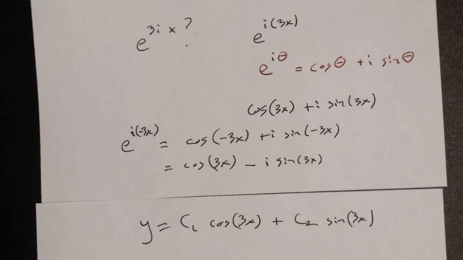Whenever I have a complex result, I can break it up into just the cosine part and just the sine part. Let me do another one because this is going to take some getting used to.